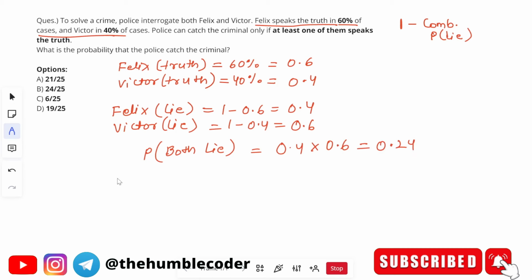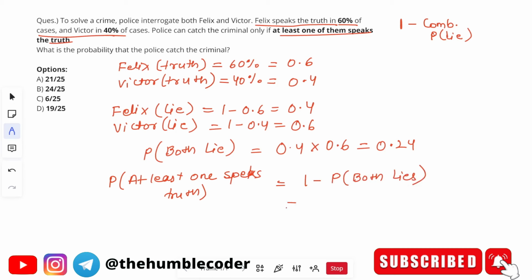Now the final answer we are finding out, that is the probability that at least one person speaks truth. Okay, if you see in the question, at least one of them speaks the truth. So the probability of one of them speaking the truth is 1 minus the probability of both lying. If we remove the probability of both lying out of 1, we will be left with the probability of at least one of them speaking the truth. So see, 1 minus probability of both of them lying, 0.24. This is going to give us 0.76.